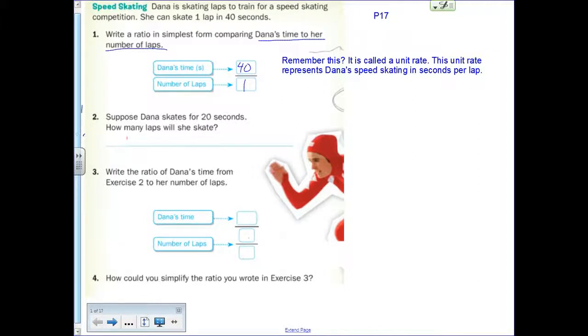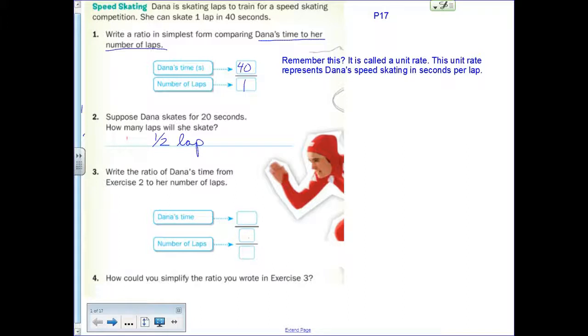Well, suppose Dana skates for 20 seconds. How many laps will she skate? Well, 20 seconds is half of 40 seconds. So she's only going to skate 1/2 of a lap. She's not going to get a whole lap in half the time.